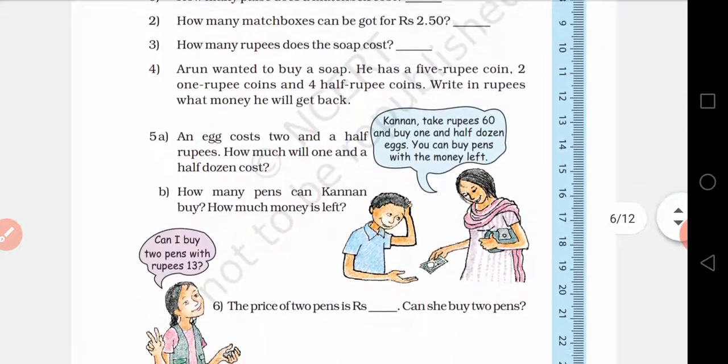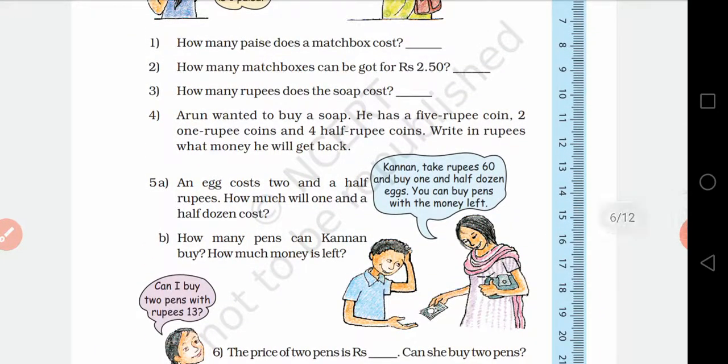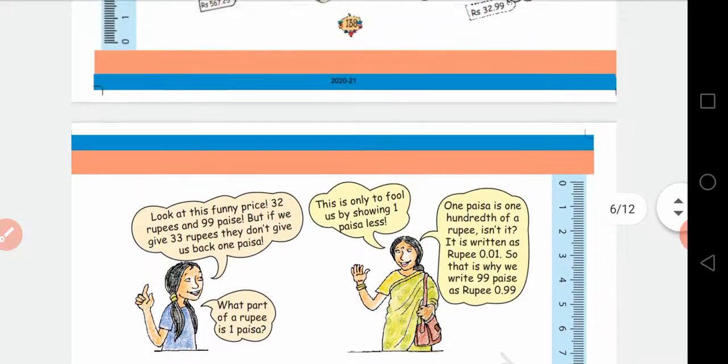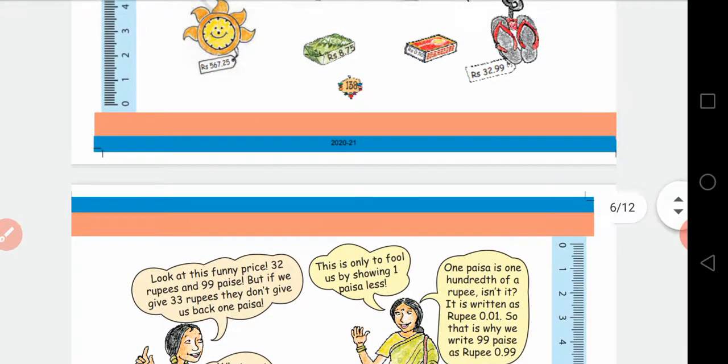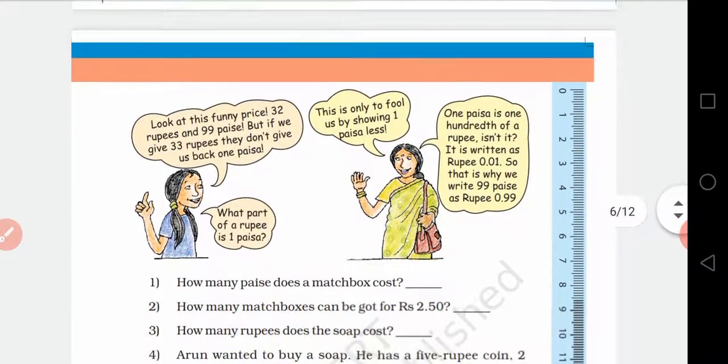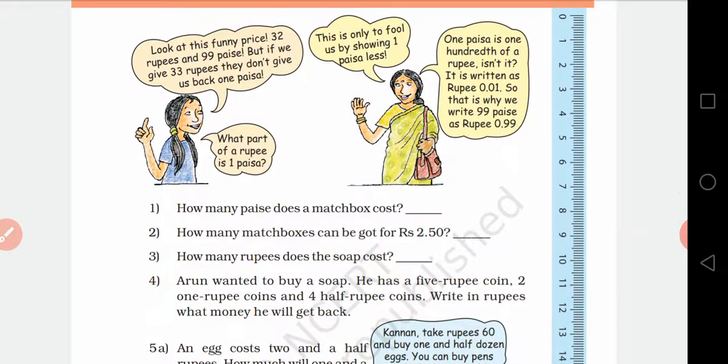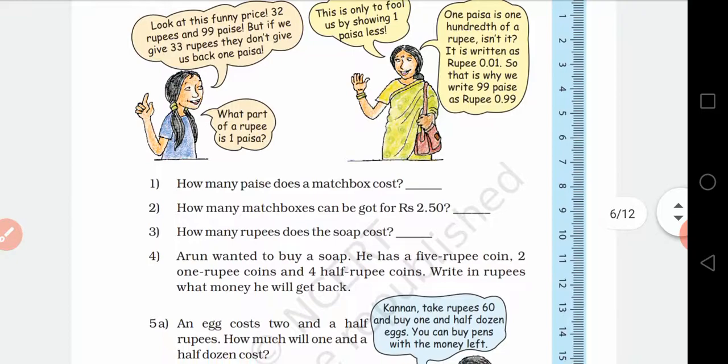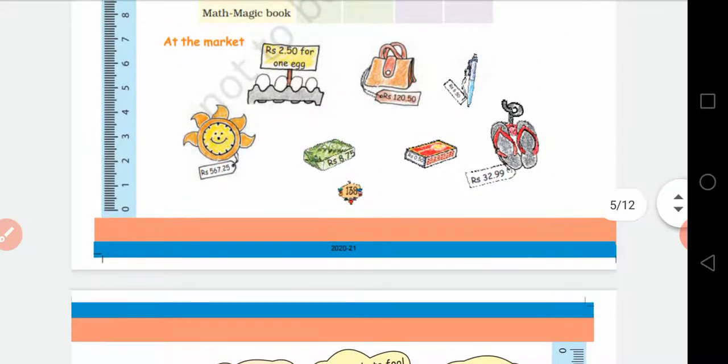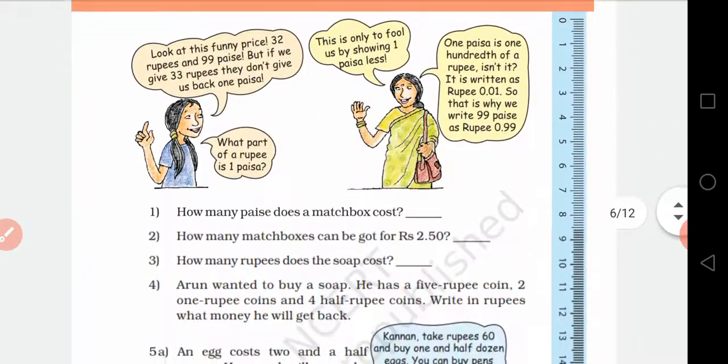Here are some questions for you. How many paise does a matchbox cost? How many paise, not rupees. A matchbox costs 50 paise. How many matchboxes can be got for rupees 2.50, that is, 2 rupees and 50 paise? You have to find it out. If you face any kind of difficulties, then ask me frequently. How many rupees does the soap cost? The soap costs 8.75 rupees, यानी 8 रुपये 75 पैसे.